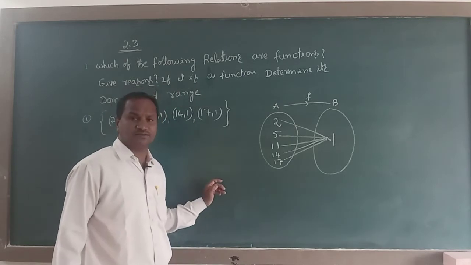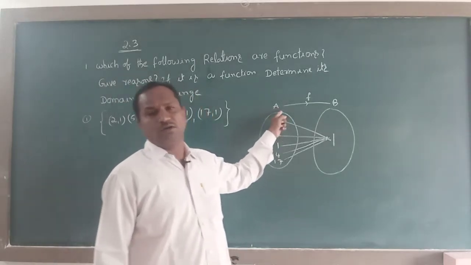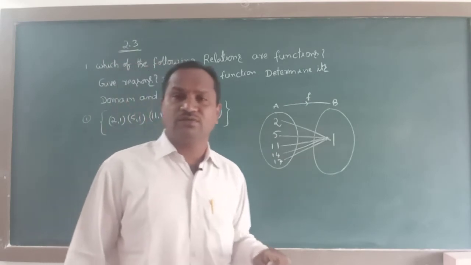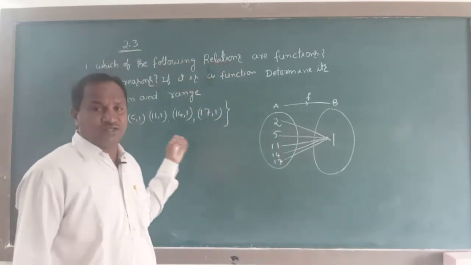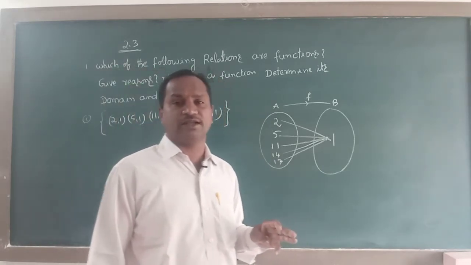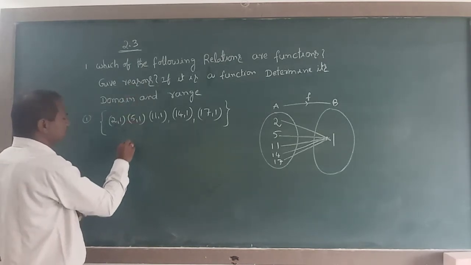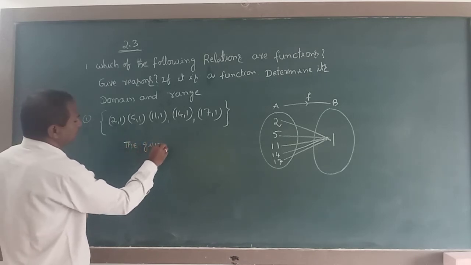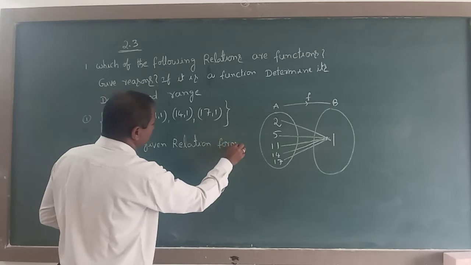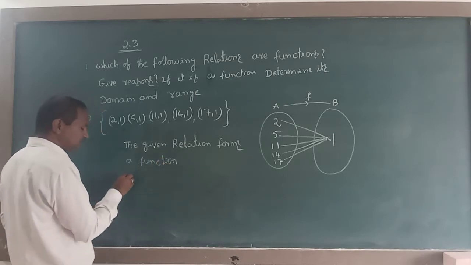Determine its domain and range. The domain is all the elements of set A, because for all x belonging to A, there exists a unique element of set B. So easily we can tell that f forms a function. We can observe that first coordinates are not repeated twice or thrice; only the second coordinates are repeated. So the given relation forms a function, and at the same time they're asking for domain and range.